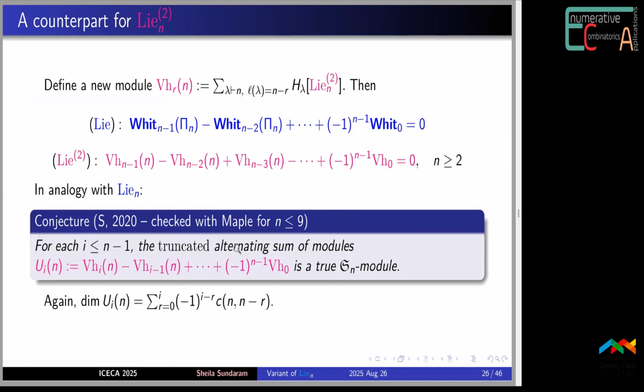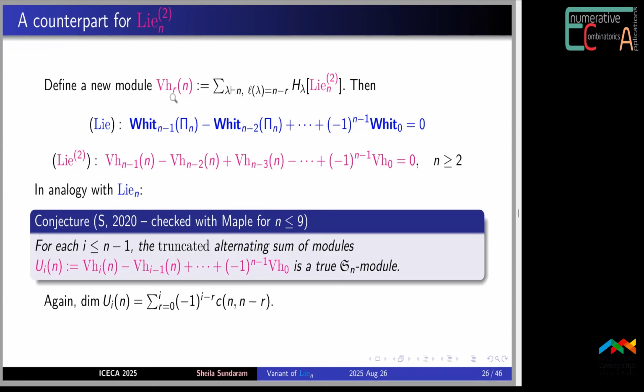All right, so let's see. I wanted to look for a counterpart for Lie n superscript 2, so I just mimicked what was happening for Lie n. So I define VH subscript R of n to be the sum of H lambda of Lie n. Oh, this should actually be a Lie sub 2. So now I'm confining myself in the sum to partitions of n that have length equal to exactly n minus r.